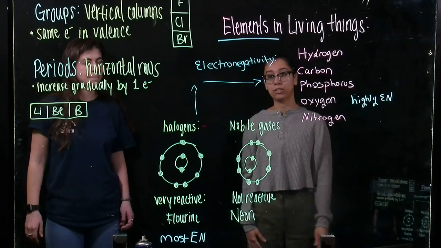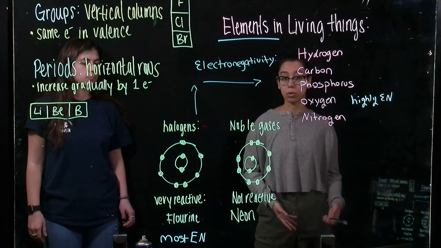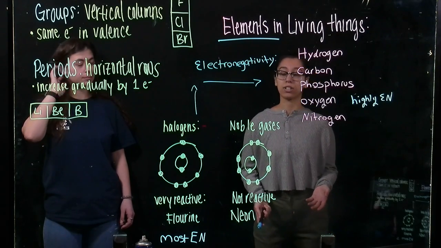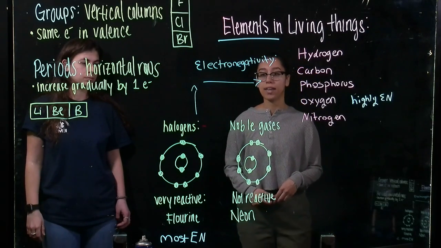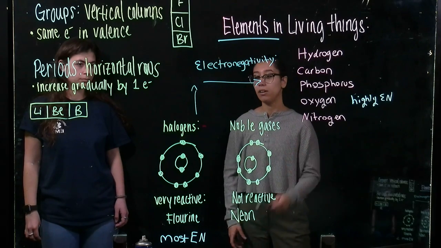Going from there, we can introduce electronegativity, and this is basically the atom's ability to hold on to its electrons in its most outer valence shell. And this trend increases from left to right and going from up down to up.